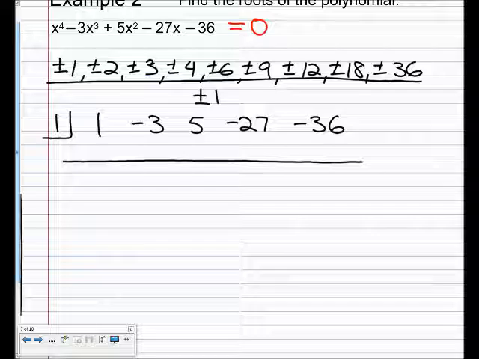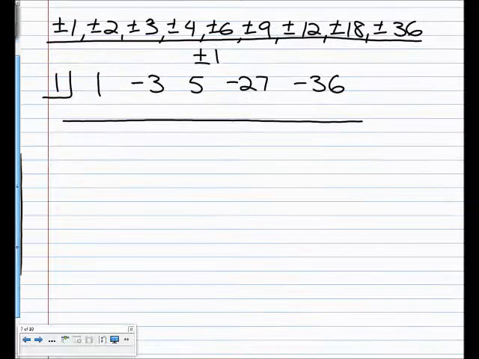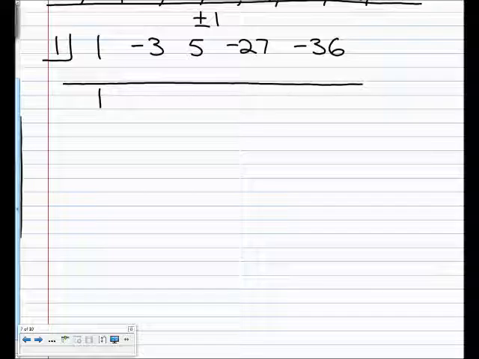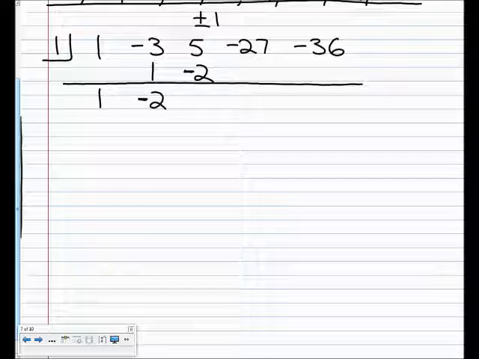So let's see. Hopefully you're praying. Let's bring down the 1. 1 times 1 is 1. Negative 3 plus 1 is negative 2. Times 1. Add straight down. Multiply times 1. Add straight down. Multiply by 1. Add straight down. And you get negative 60, which is not 0. So is the number 1 an answer? No.